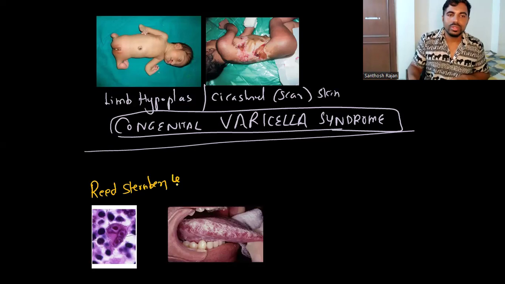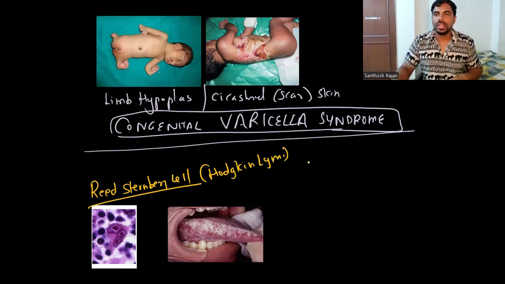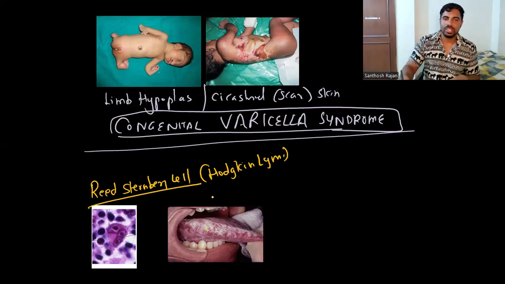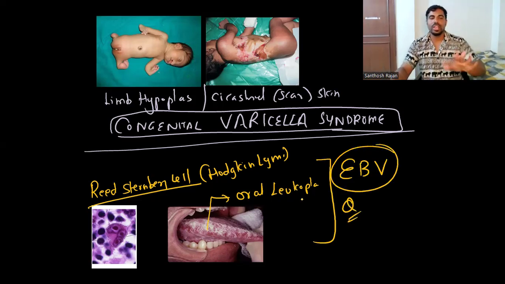Reed-Sternberg cell. So this is related with Hodgkin's lymphoma. You know that Hodgkin lymphoma, Burkitt lymphoma, all these things, okay? And even your nasopharyngeal carcinoma, gastric carcinoma, and this picture is oral hairy leukoplakia. We already discussed which virus it is: that's your Epstein-Barr virus, EBV, okay? EBV, infectious mononucleosis, and all these pictures can be given to you, okay? I'm not going to talk about it again, already you know that, okay?